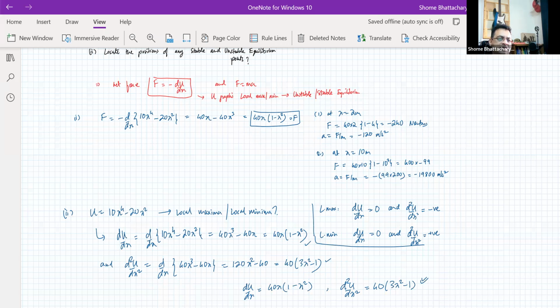So now what is the condition for local maxima? The derivative should be 0 and the second derivative should be negative. And the condition for local minima is that the second derivative should be positive. So that has to be applied on these two formulae.